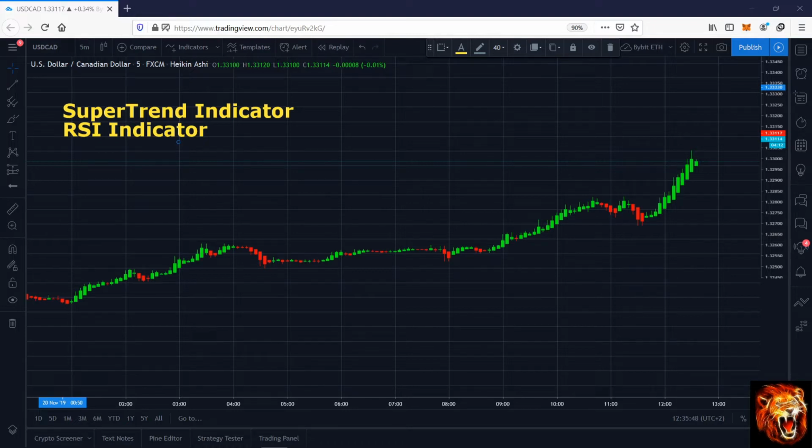Trust you're all well. Just wanted to share very quickly with you a strategy that I came across using the Supertrend Indicator and the RSI Indicator. This strategy is very simple to follow. It is very effective as well.